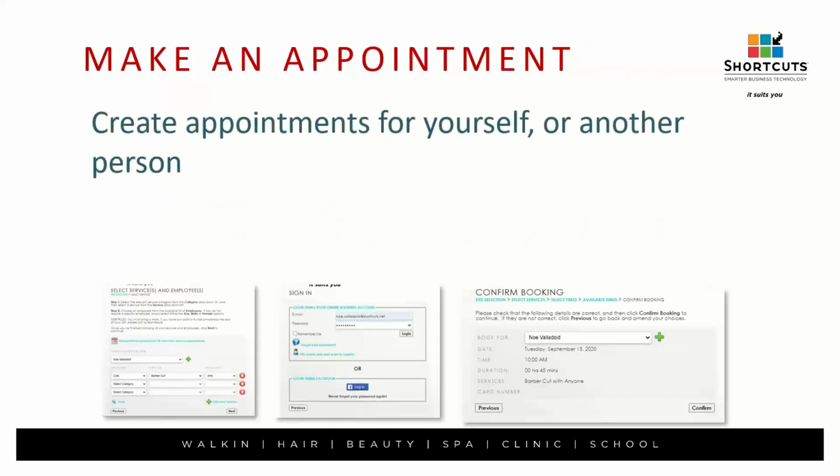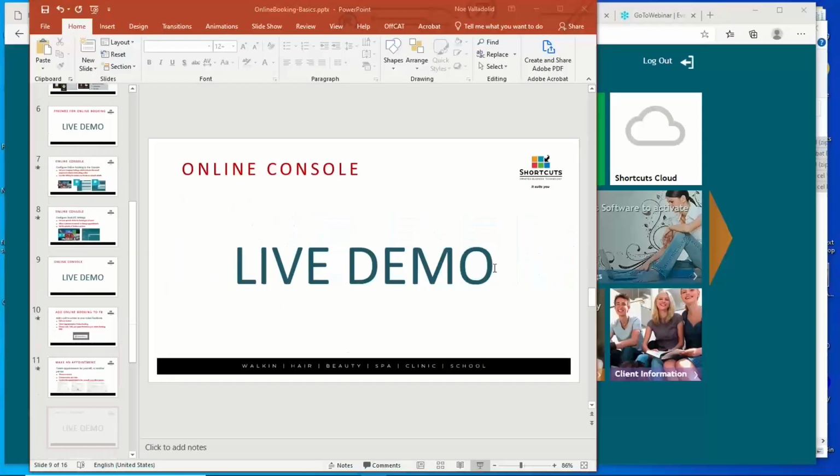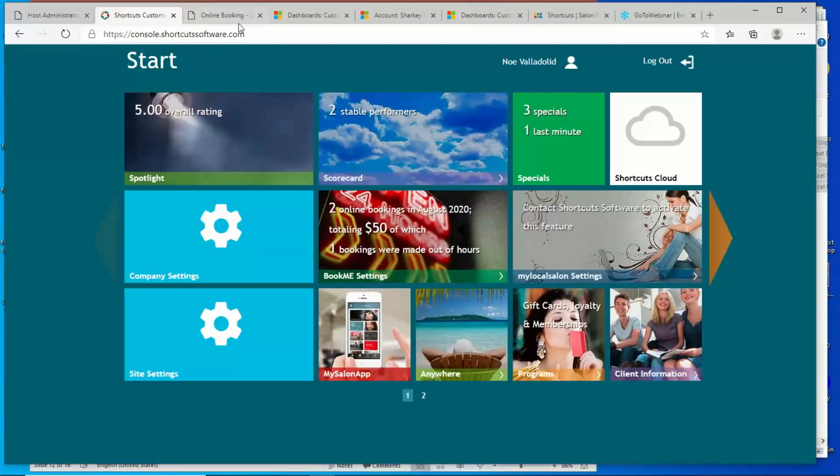Now, to make an appointment, either for yourself or another person, of course you would choose a service, a time and a date. You saw me do that a moment ago. But then the third step, you're either going to confirm the appointment is for yourself or for another person. So let's go back to the actual online booking page.